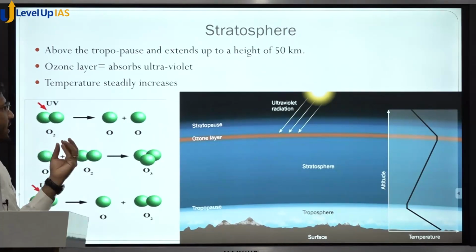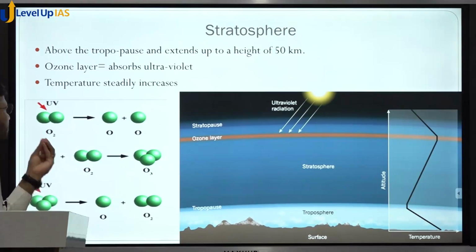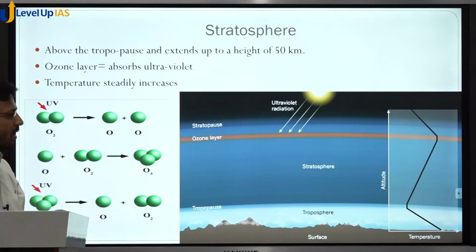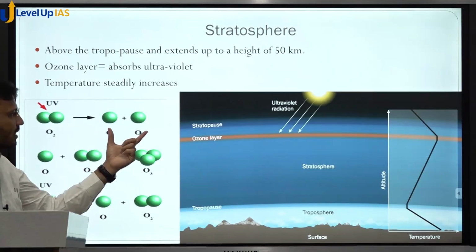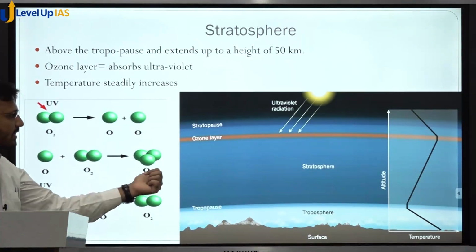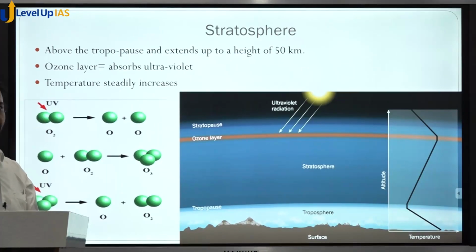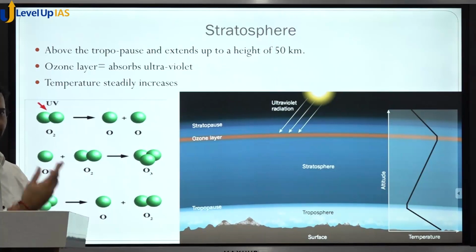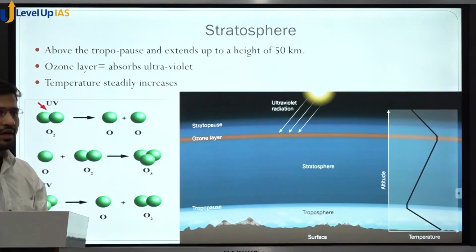Okay, so in the presence of sunlight, this oxygen molecule breaks up, 2 oxygen atoms get separated, and this highly reactive oxygen atom attaches itself to one of the free oxygen molecules, and O3 is formed. So this reaction is continuously going on: breaking of the oxygen molecule, breaking of the ozone molecule, and formation of free oxygen atoms. This reaction, and the formation of the ozone layer, is continuously going on in this layer. Getting it? So this is a very, very important layer.